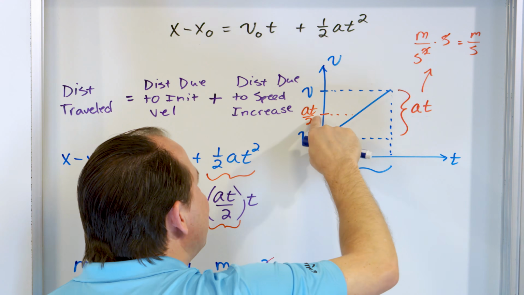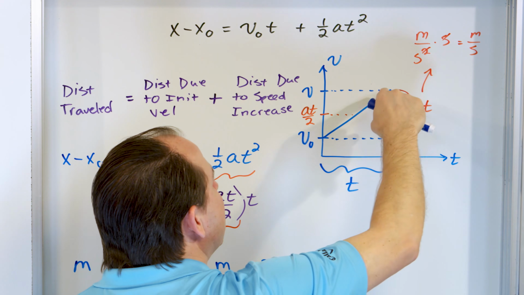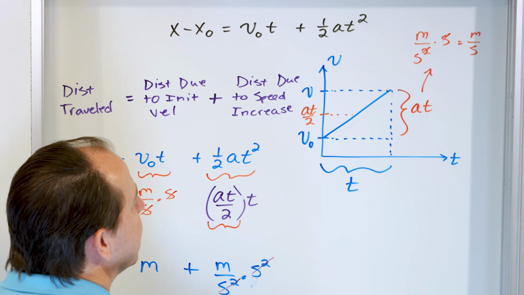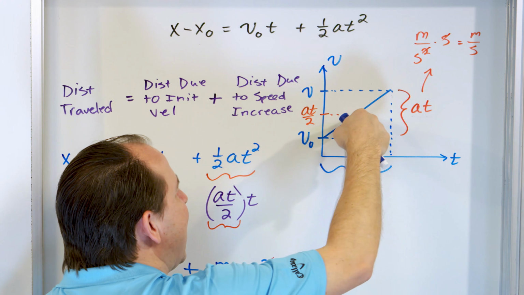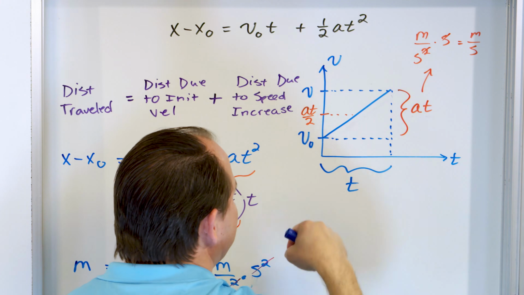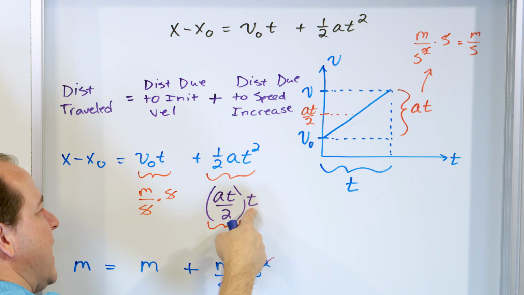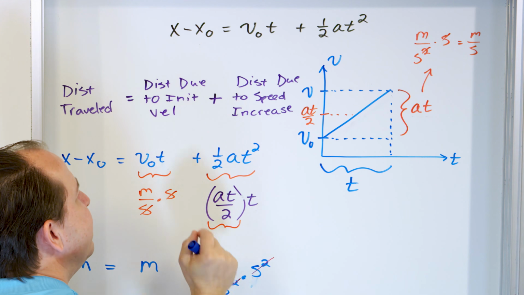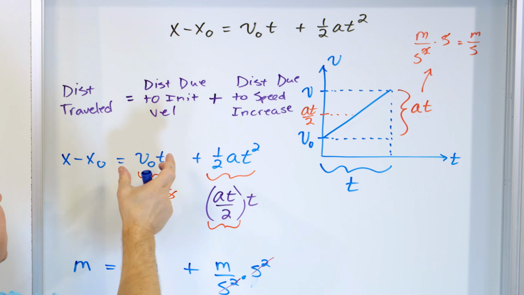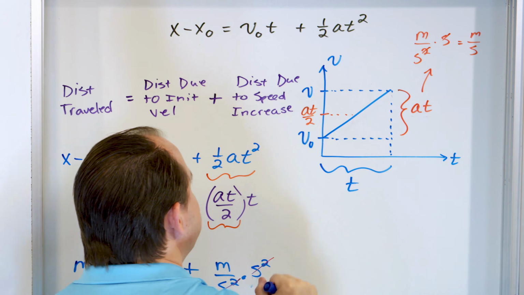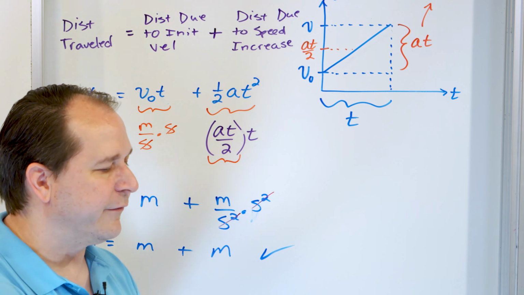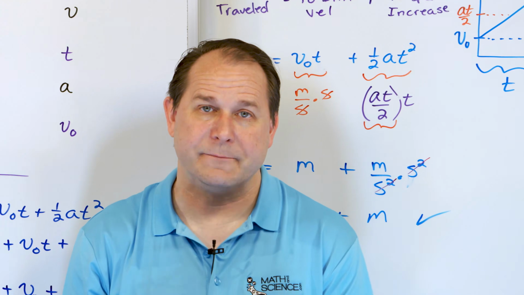AT divided by 2 is basically the average of the velocity I've gained, or halfway to the endpoint of the velocity I've gained. So then I take that average velocity increase, multiply it by the time, and that's the distance traveled due to the increase of speed. So I have the distance traveled due to the initial velocity, the distance traveled because I've increased my speed, and of course the units work out, meters, giving meters as an answer.